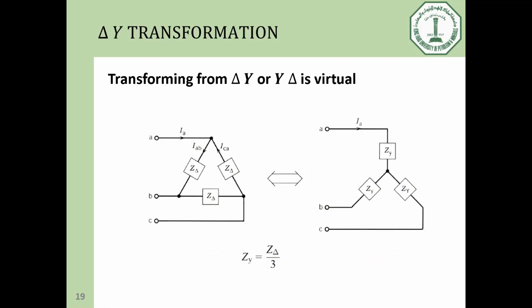If we have delta connected load and we need to transform this delta connected load to star in order to simplify the solution and make analysis, what we can do is like that. If you have 3 equal impedances in delta, simply you can assume virtually that you connect them in star, like that. So Z star or ZY equal to Z delta divided by 3. Any question?